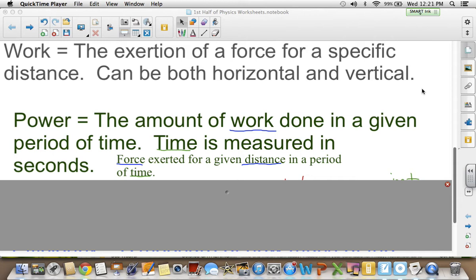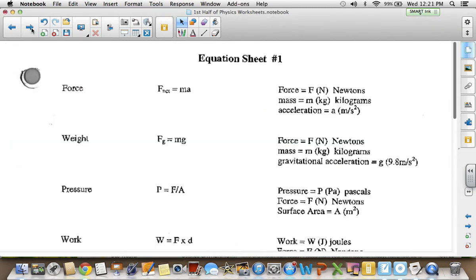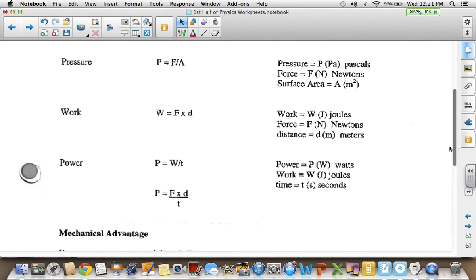And so when we start to look at what we call the amount of work done in a given period of time, now remember the definition for work is the exertion of a force for a specific distance, or we can also say the force exerted for a given distance in a period of time. So that's what we're talking about now with power. And so really we're just talking about how much work you're doing in a period of time.